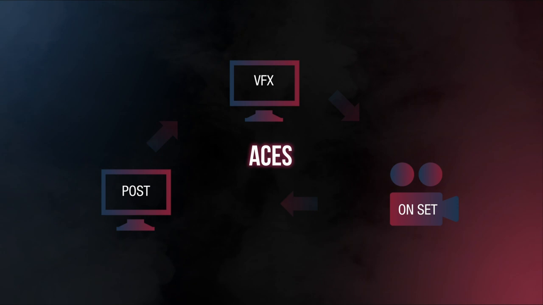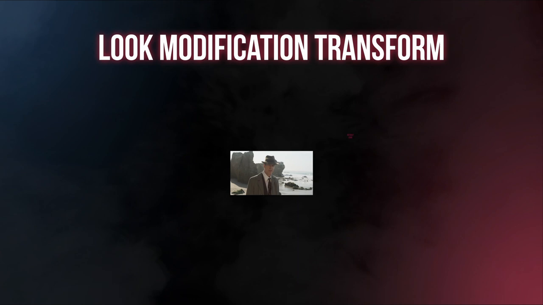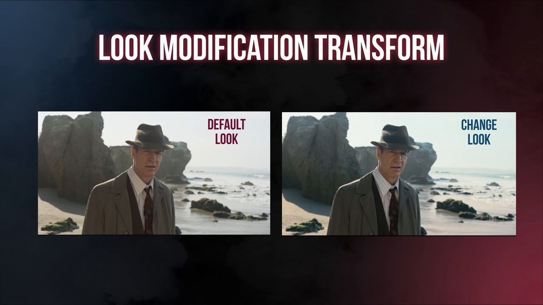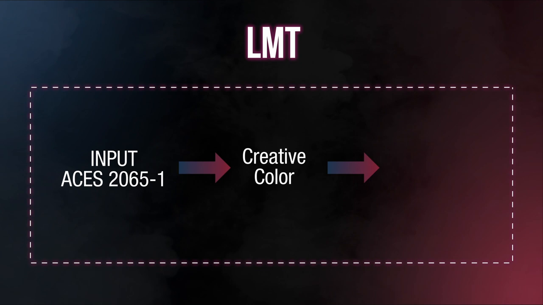A show look in an ACES pipeline can also be referred to as a look modification transform, or LMT. Anything that changes the starting point of the ACES pipeline can be called an LMT. This means that an LMT can be very simple or very complex. Technically, an LMT should have ACES 2065-1 AP0 linear as the input and output.